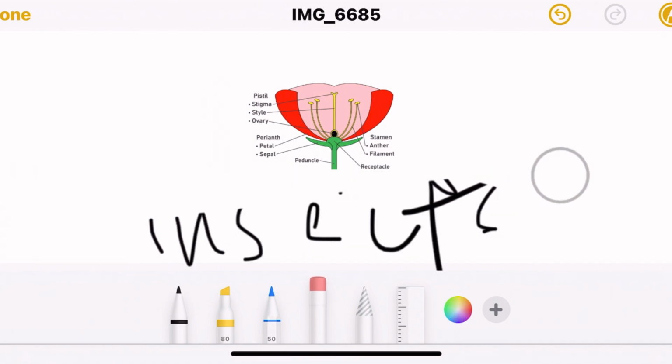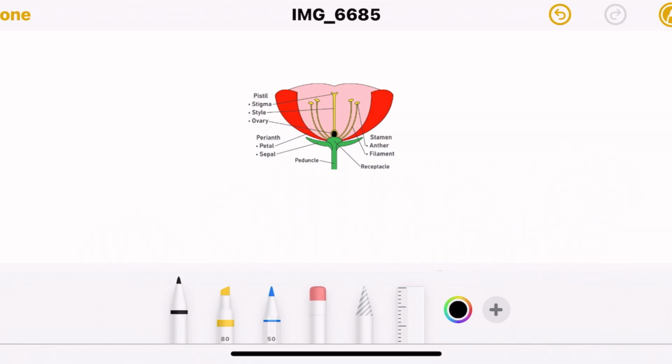Sorry, the video is very messy and my handwriting is very messy, just bear with it. Alright, so that was about petals.